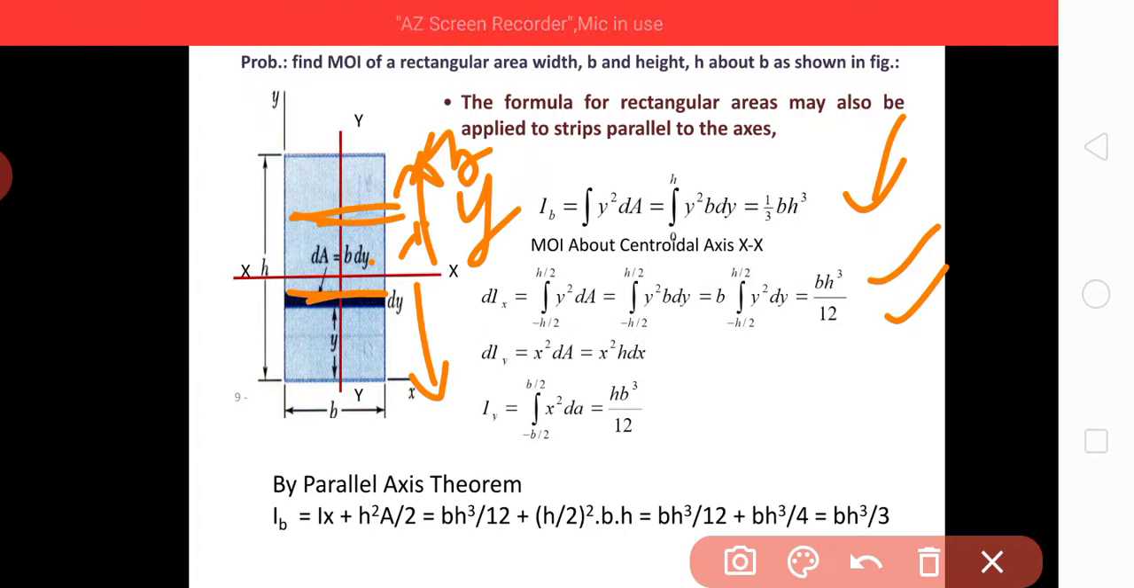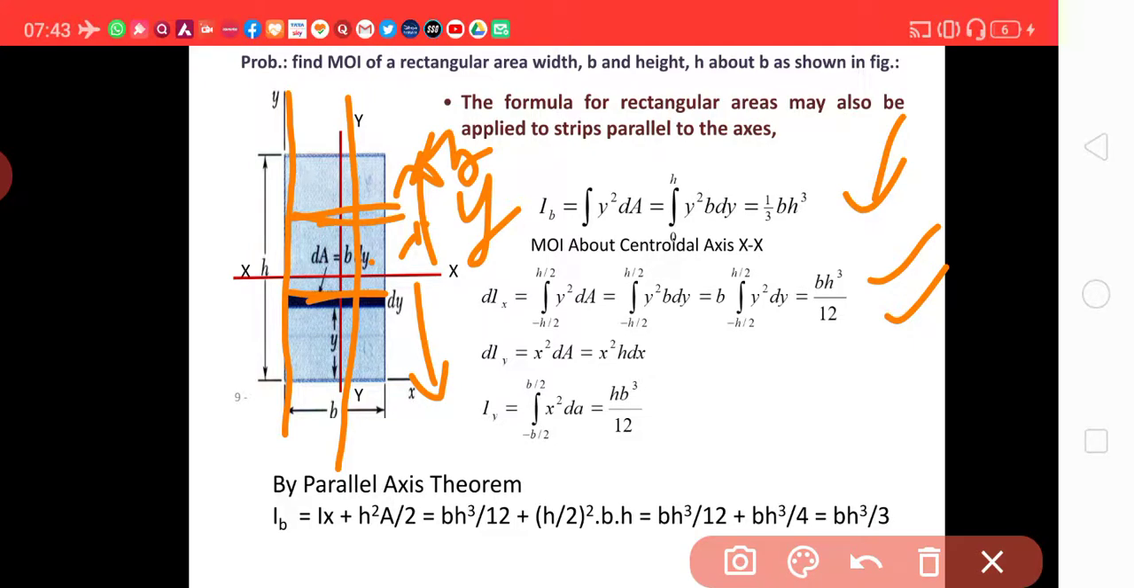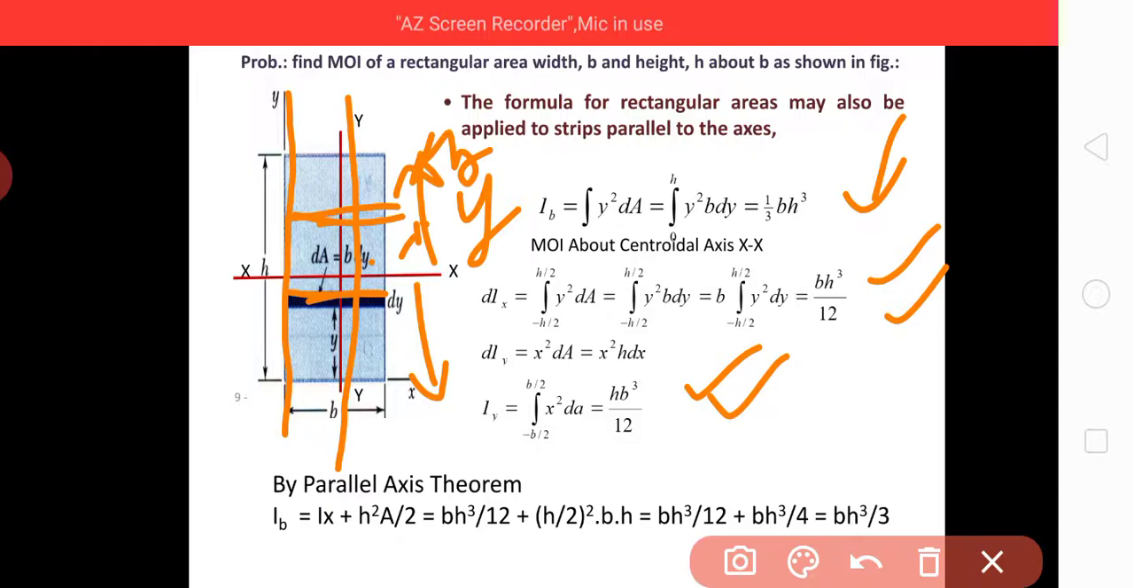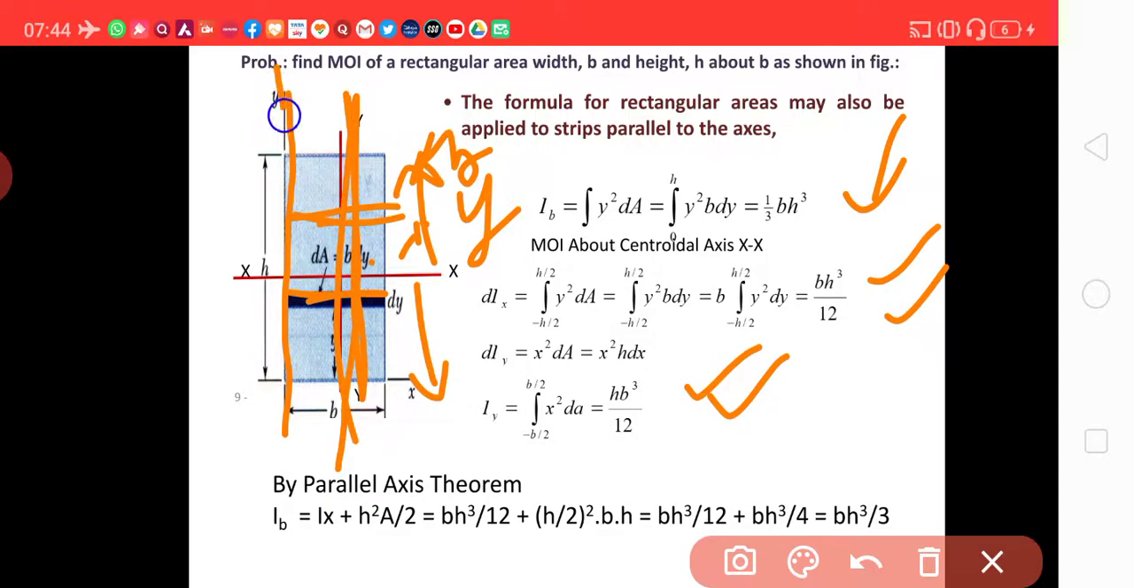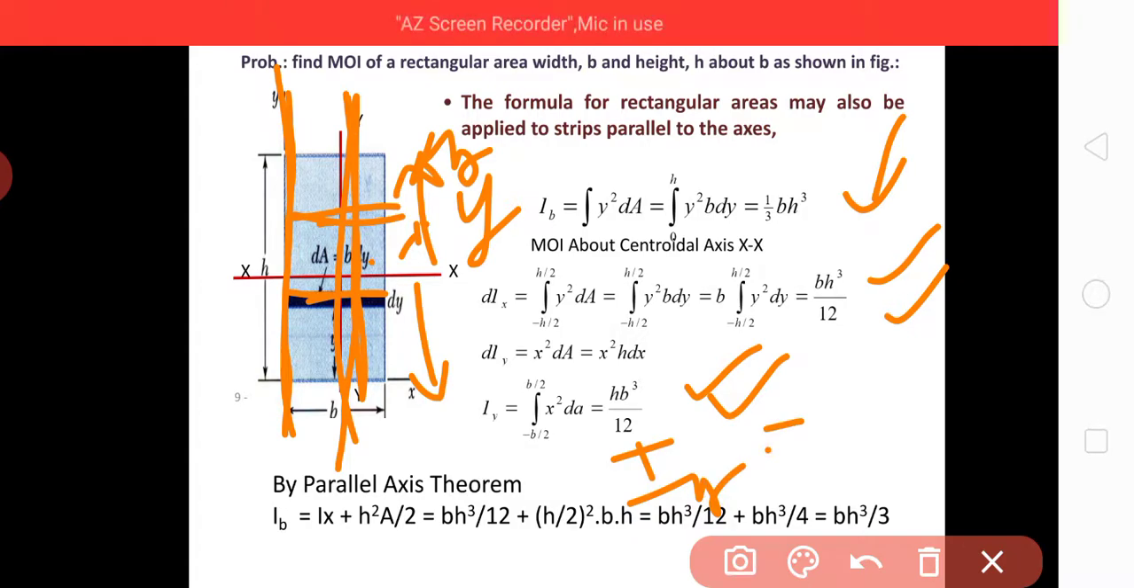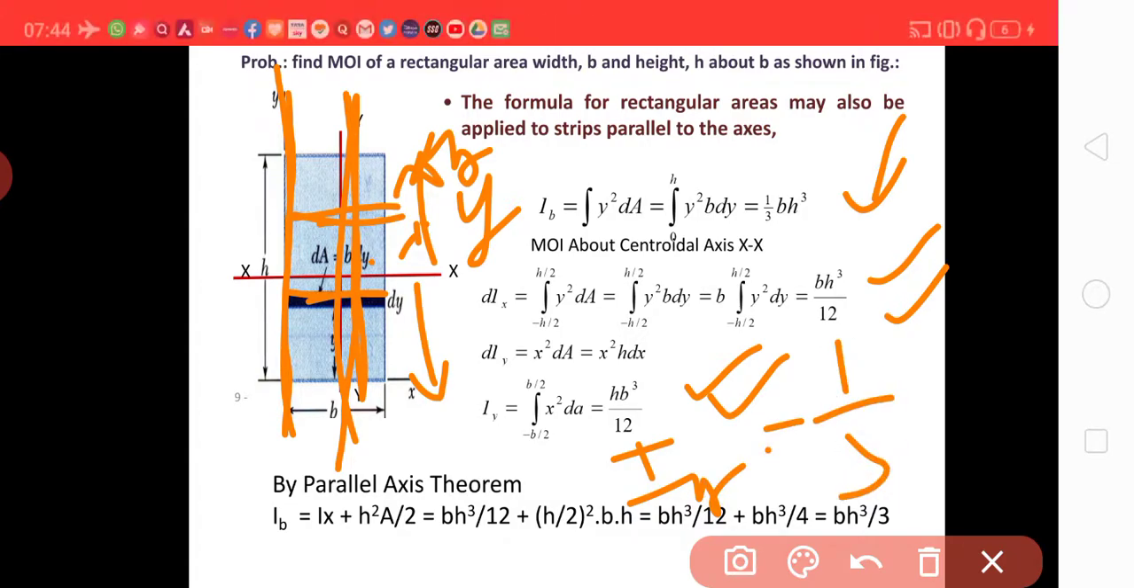Similarly, the case can be for about this axis and about this axis. Same steps, same way, when you proceed, then it becomes dIy equal to x square dA, which is x square dx. On integration you will find this. For when we are about this, and for this it will be again 1 by 3, I small y, 1/3 into hb cube.